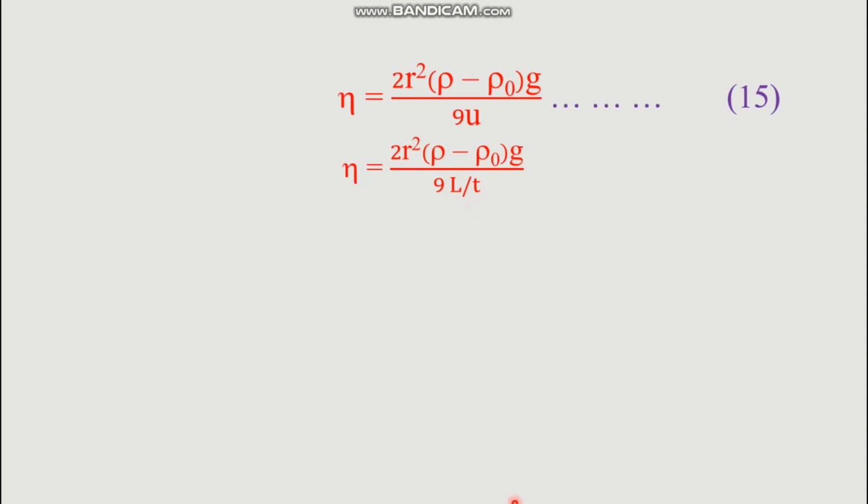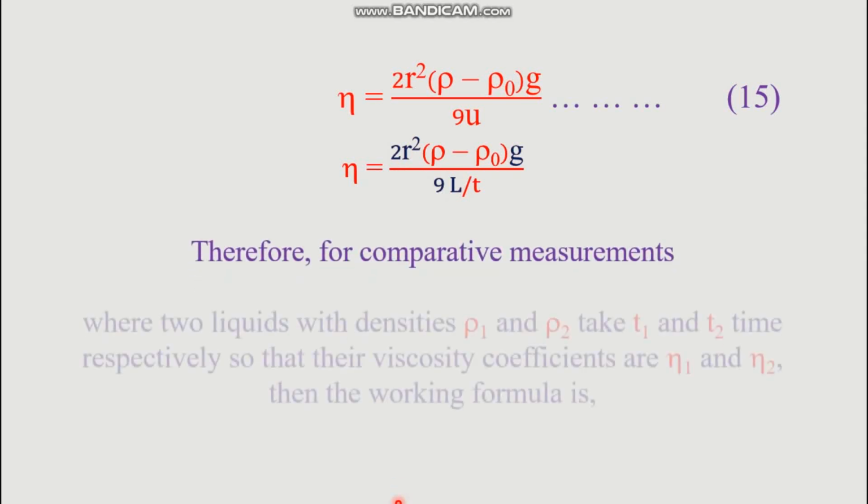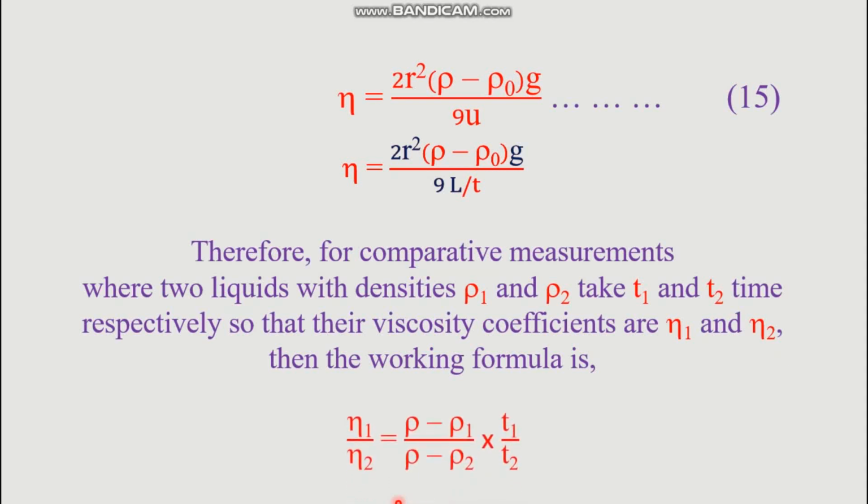So look, which are the variable terms and which are the constant terms. The red color terms are the variable terms, whereas the blue color terms are the constant terms. So if we compare the viscosities of two liquids as eta 1 over eta 2, then we can get this equation: eta 1 over eta 2 equals (rho minus rho 1) over (rho minus rho 2) into t1 by t2, where eta 1 and eta 2 are the viscosities of the two liquids, rho 1 and rho 2 are the corresponding densities of the two liquids, whereas t1 and t2 are the times taken by the falling sphere for the two liquids.